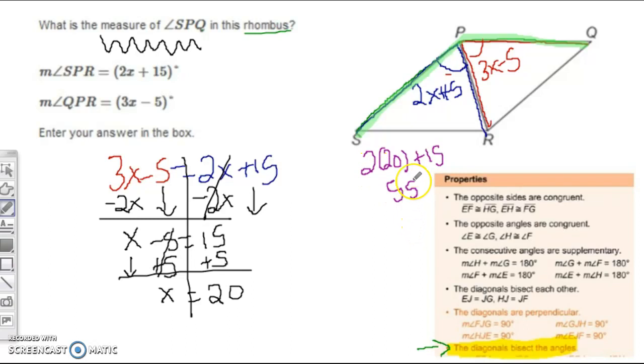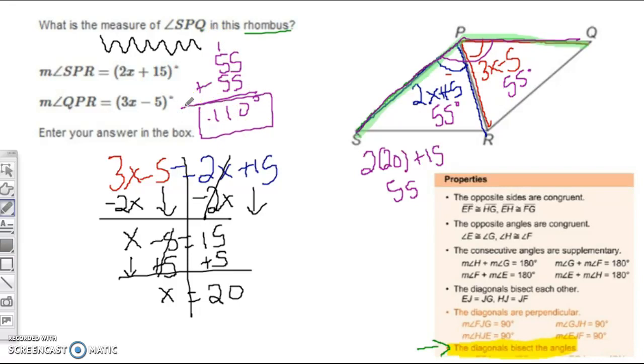That's still not your answer though, y'all. That's just the blue angle. The blue angle is 55 degrees, so the red angle is 55 degrees, which means the whole thing, you would add those two up. 55 plus 55 and you would get 110 degrees as the measure of that whole angle.